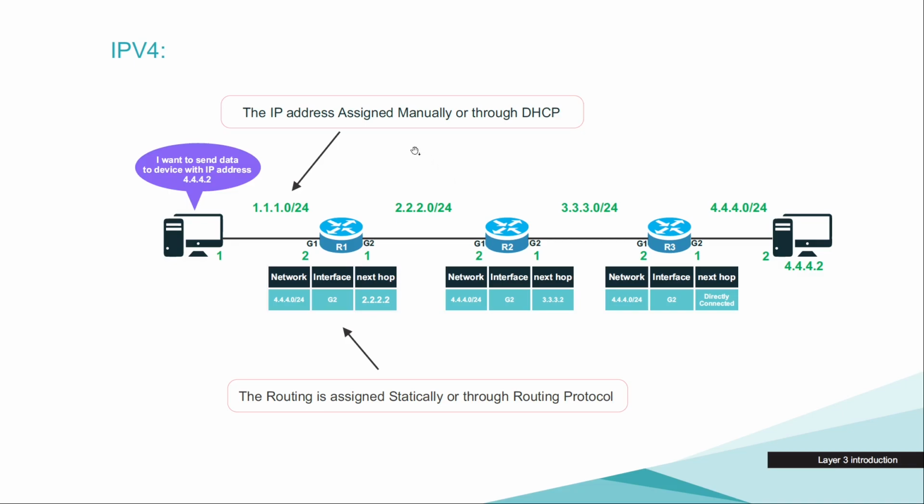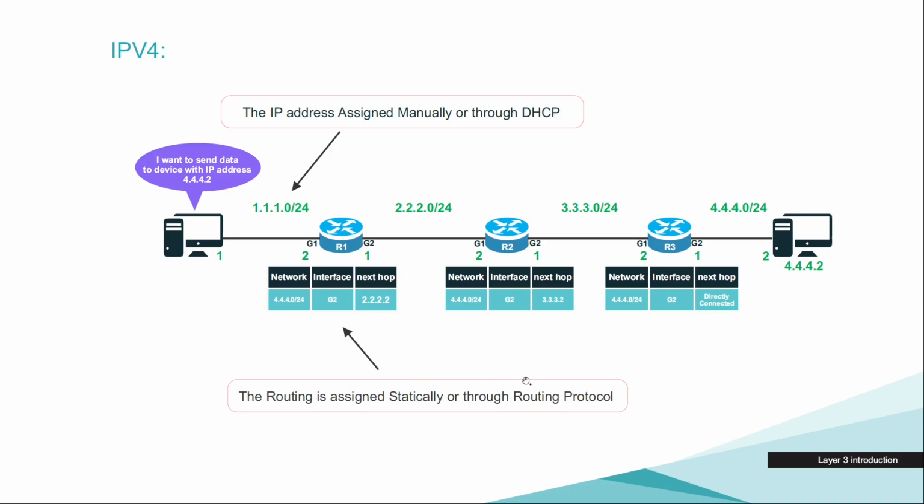So first, for the IP address, we have to assign the IP address manually, statically, or through the DHCP protocol. After we assign the IP address to the interfaces, we have to add the routing to our device. The routing can be assigned statically. We can type it by ourselves, or it can be assigned by the routing protocols.